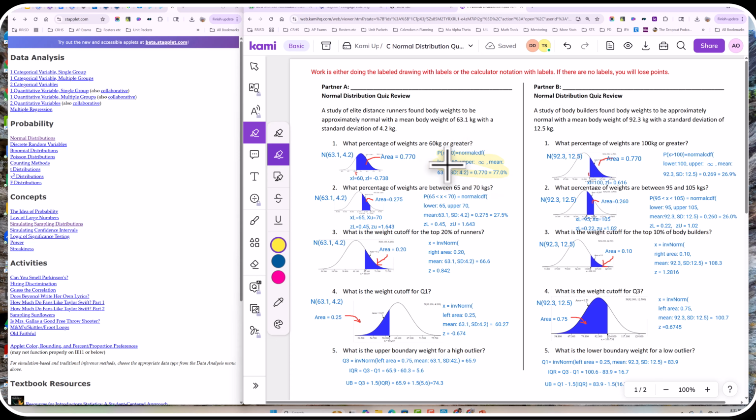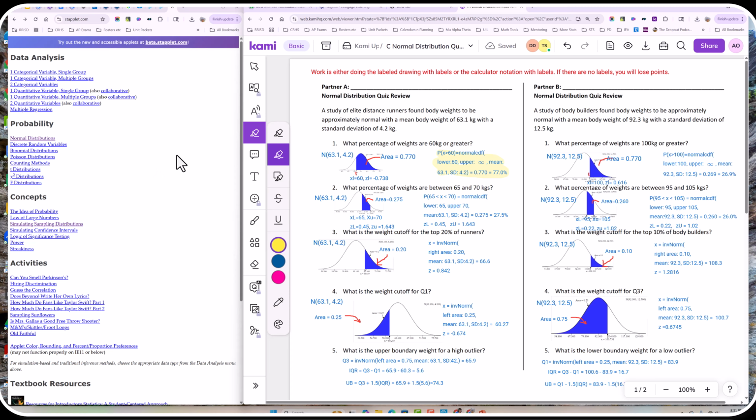Remember, when you have to do infinity, make sure that you do 1 EE to the 99. If you don't know how to do that, feel free to bug me. Okay, I would show you, but the emulator software is not working on this computer.